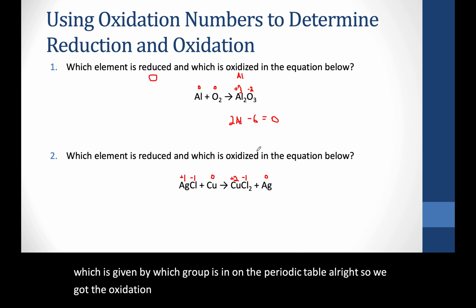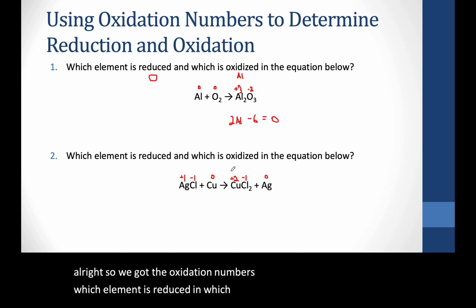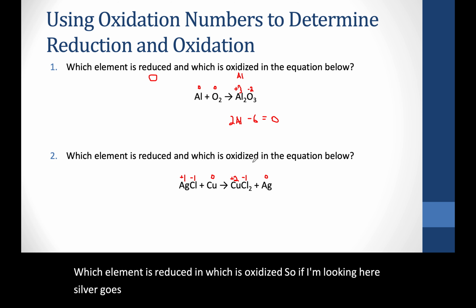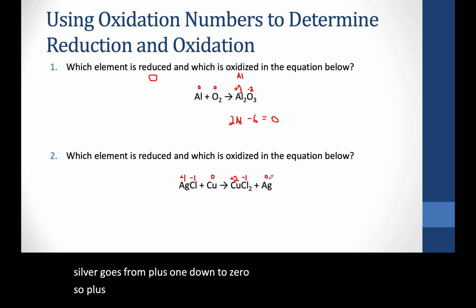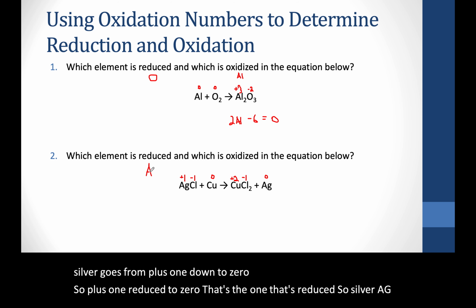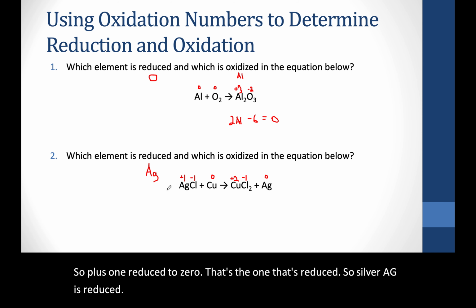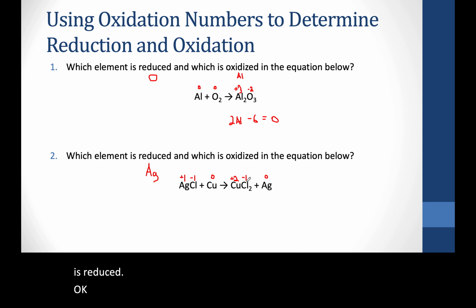All right, so we got the oxidation numbers. Which element is reduced and which is oxidized? If I'm looking here, silver goes from +1 down to 0. So +1 reduced to 0, that's the one that's reduced. So silver, Ag, is reduced. Now notice chlorine doesn't change. So chlorine doesn't get oxidized or reduced in this equation.